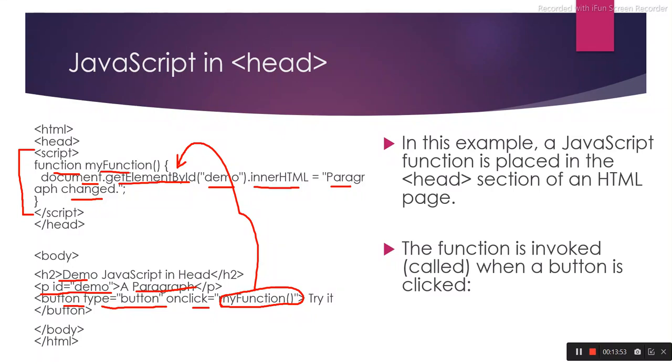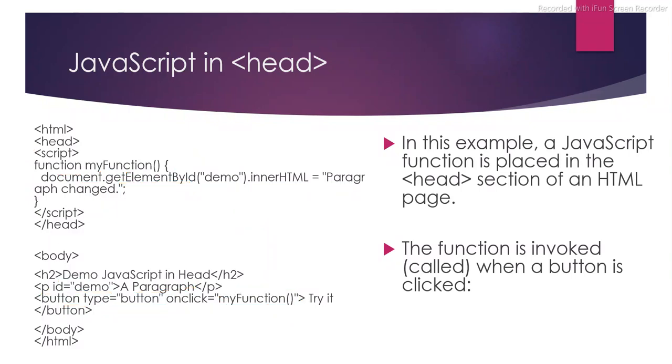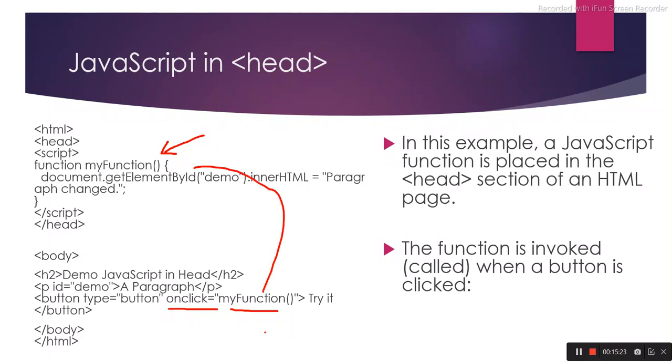The same program that we saw first was not done with the help of functions. Here I am writing a function separately in the head section, and I am calling the function from the body section. This is what you will usually do: write all the functions in the head section, and whenever an event occurs, such as a mouse click or a button click, you call the function correspondingly. onclick equals the function name. This will go and call the function, then the function gets executed.